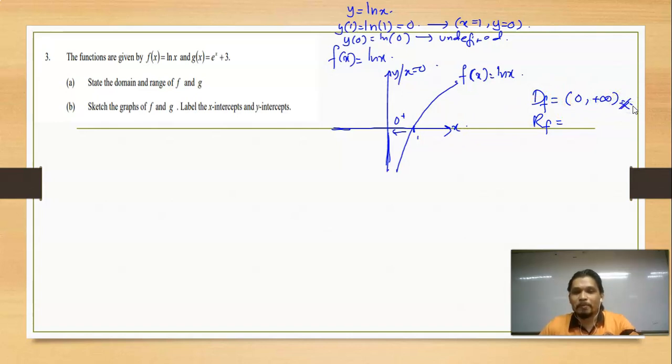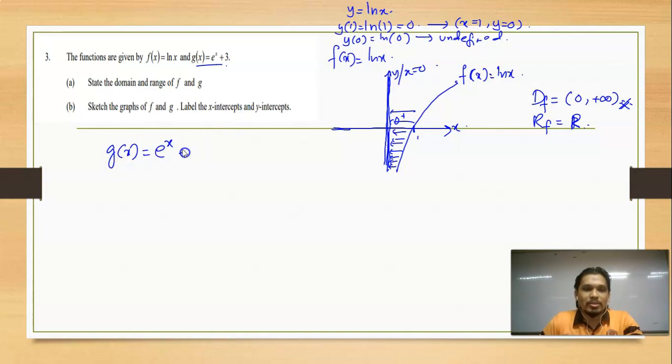What about the range? If we project every single coordinate or point on this graph to the y-axis, we can see all the values of y are being mapped by the function. So the range is all real numbers. Okay, and then g(x) equal to e to the power of x plus 3.